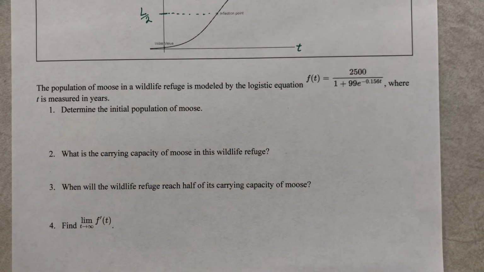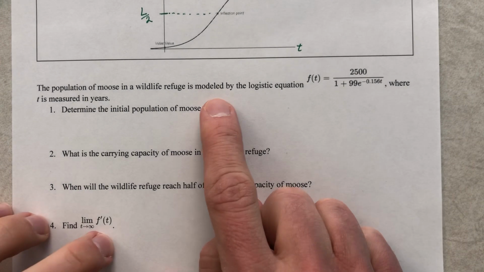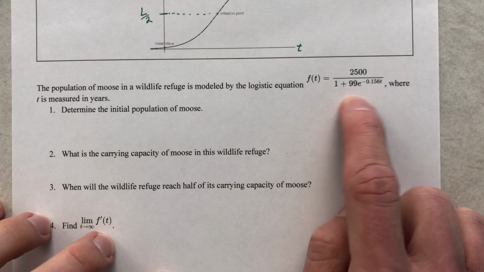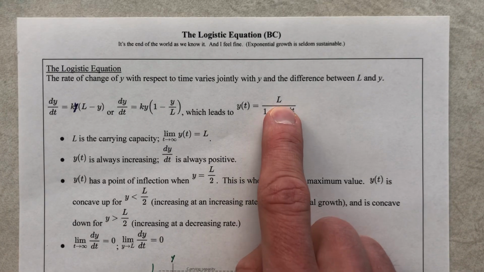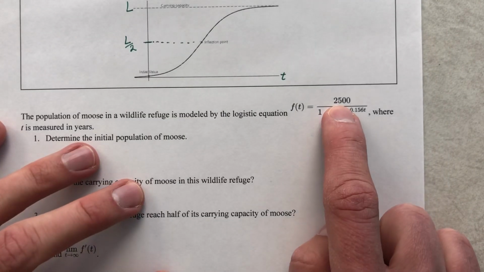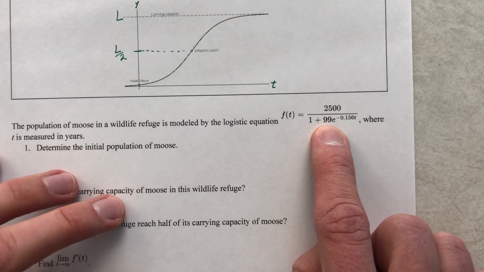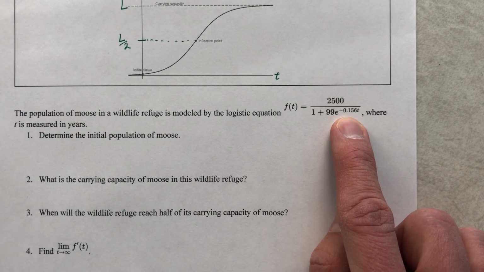The population of moose, which is plural for moose, in a wildlife refuge is modeled by this logistic equation, where t is measured in years. Let's make some comparisons. L is 2,500, B is 99, and k is this number that doesn't look very significant, but it just guides the shape of the general thing.